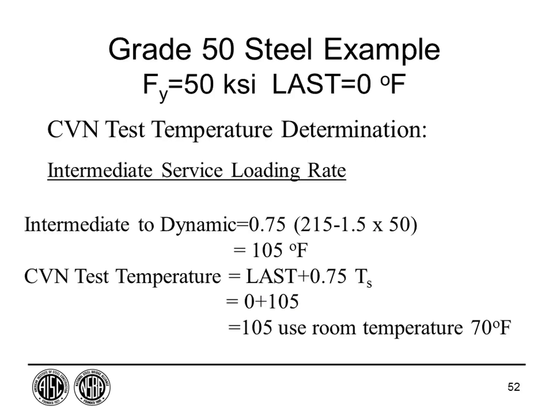So if we take an example of, let's say we have a 50 KSI steel and the LAST is 0 degrees F, when should we test? So if we take the equation and calculate the temperature shift going to the intermediate one, we get 105 degrees Fahrenheit. So the LAST plus that would be 105 degrees. Typically what we do is that we'll test it at room temperature. So we'll use room temperature as the test temperature.